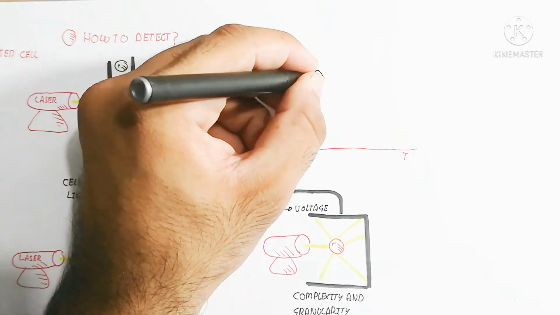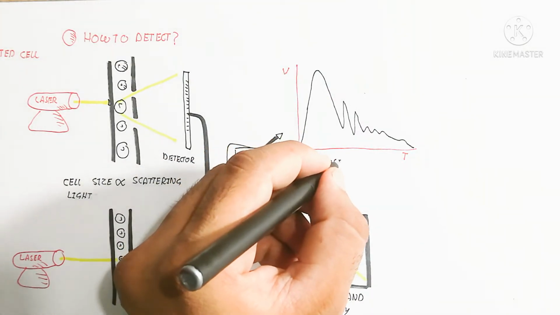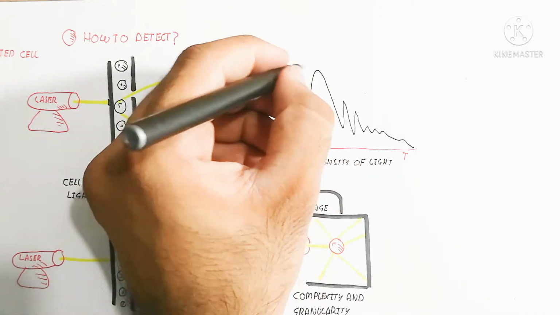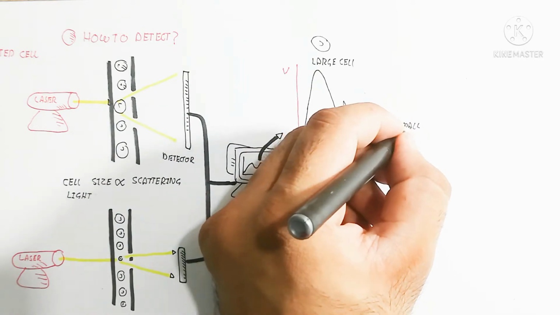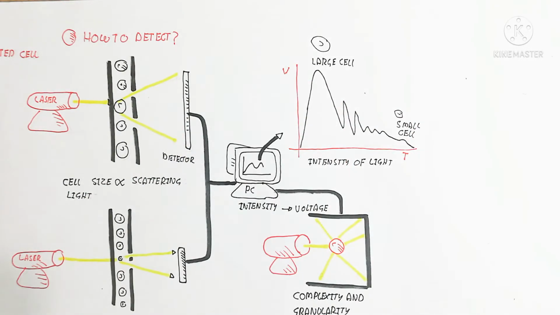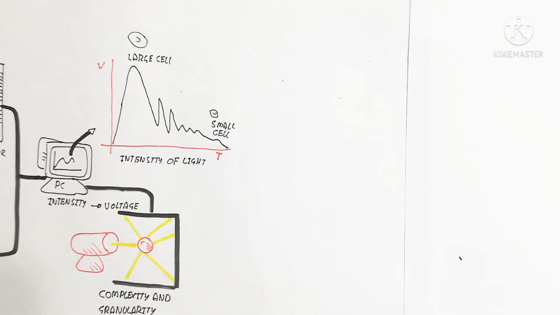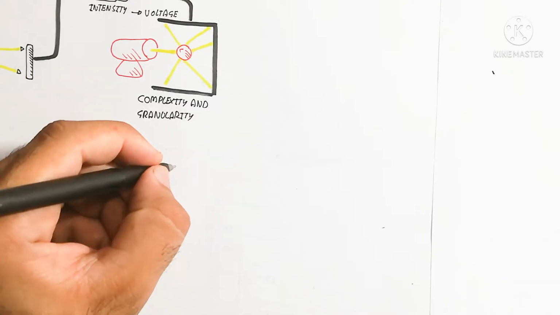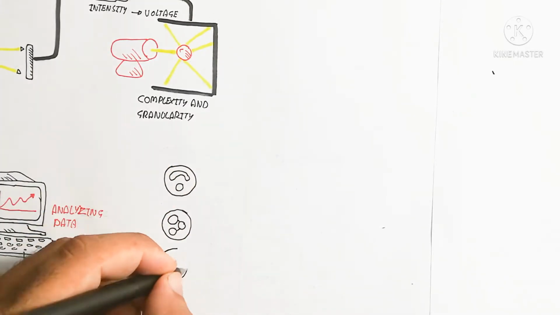On the other hand, here is the graph shown in the figure. Intensity of light is on the horizontal axis while the voltage is on the vertical. You can see that the large cell produces a wider direction of light scattering, while the small cell produces less, on the basis of time.